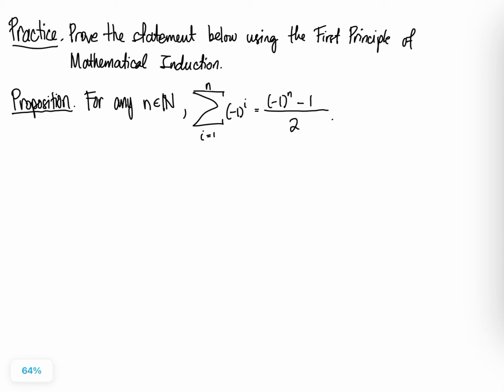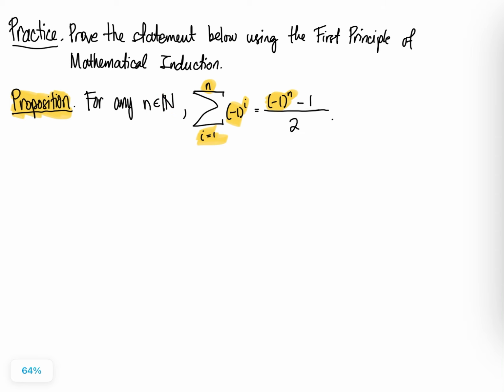So we are given this proposition wherein we're going to prove this statement that for any n in the natural numbers, the summation of negative 1 raised to I, for all I running from 1 up until it reaches this upper limit n, is equal to negative 1 raised to n minus 1, all over 2. So that is a claim that this works for all n in the natural numbers.